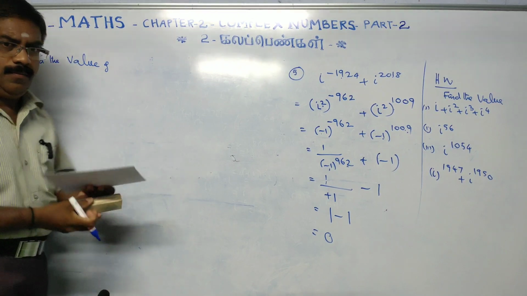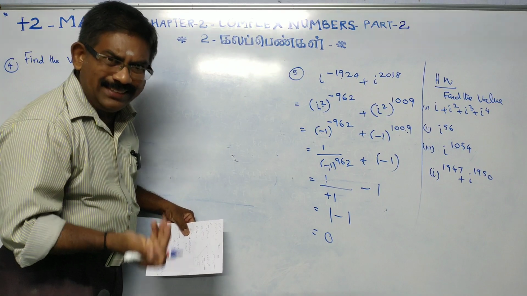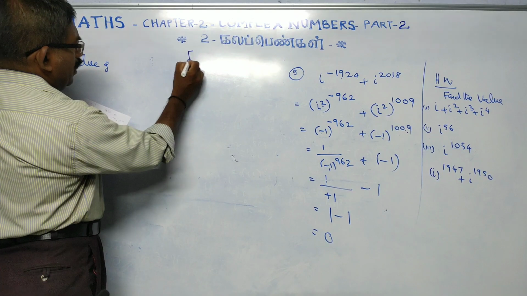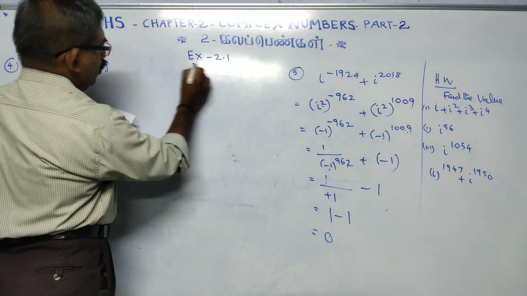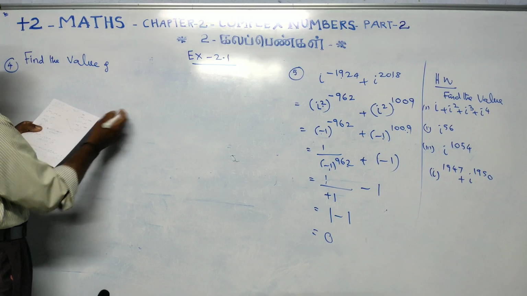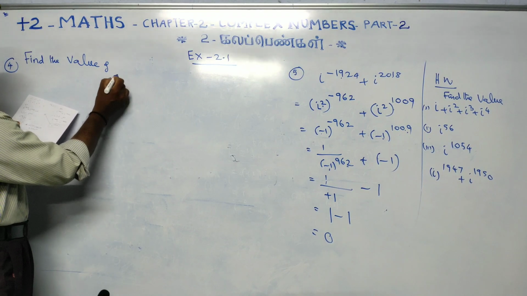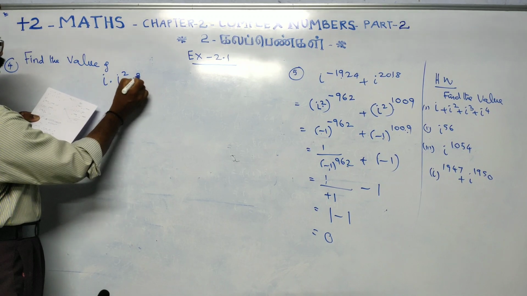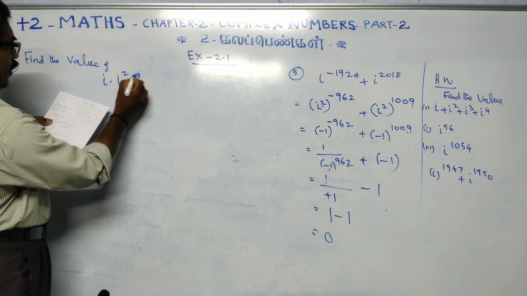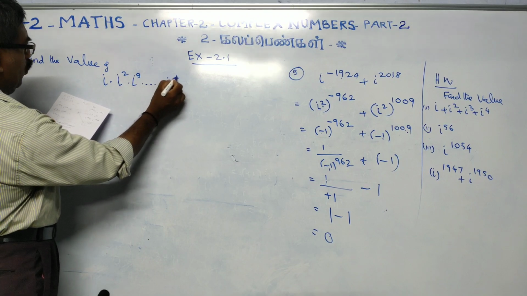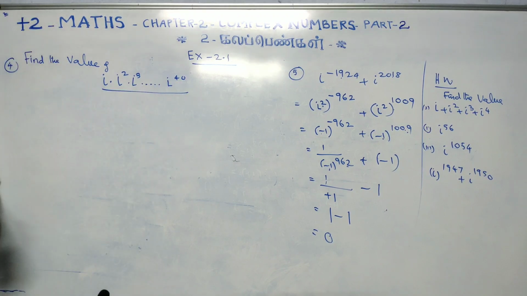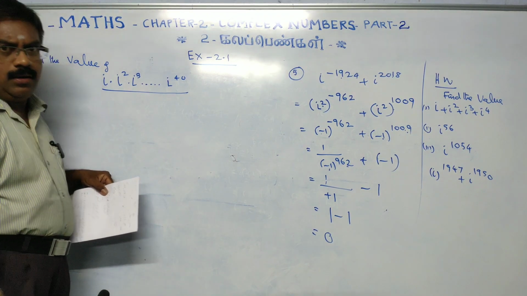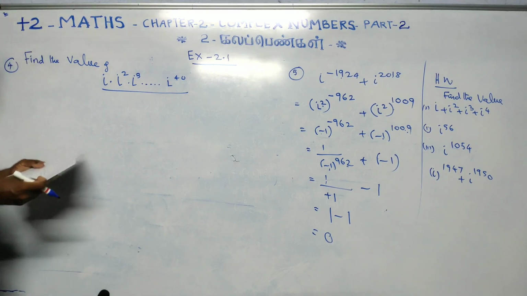Now we are seeing the problems in your textbook, exercise 2.1. These are all the sums from exercise 2.1. Okay. Find the value of I into I square into I cube dot dot dot I power 40. Find the value of. This is the easiest question. This one is homework. I do the next problem. How can we find?